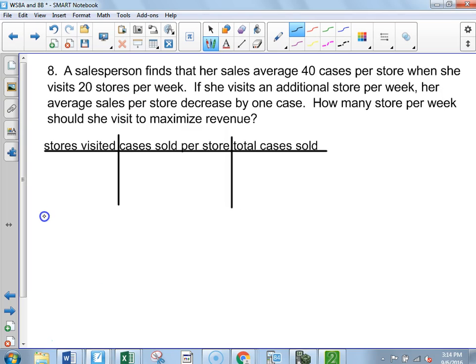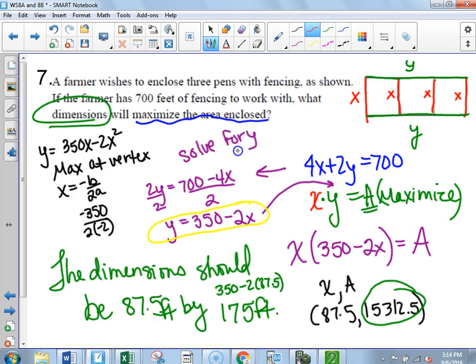All right, 8 and 9 are very similar to each other. 8 and 9 are finding maximum revenue with some changing features. Negative b over 2a. That's how to solve it algebraically. And if you had this would be your ax squared plus bx plus c form, so we just plug those in. Does that better? Okay.